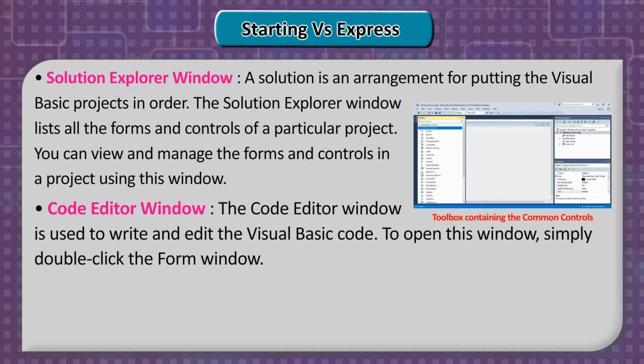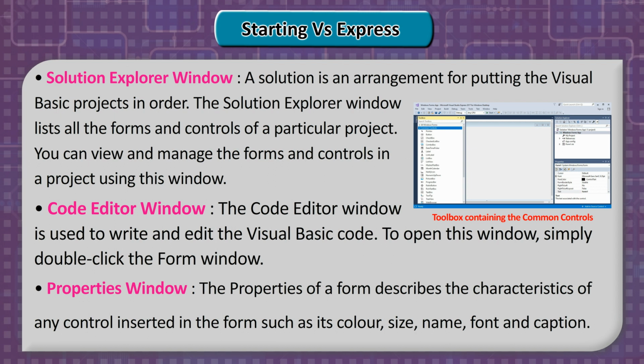Code Editor window. The Code Editor window is used to write and edit the Visual Basic code. To open this window, simply double-click the form window. Properties window. The properties of a form describe the characteristics of any control inserted in the form, such as its color, size, name, font and caption.